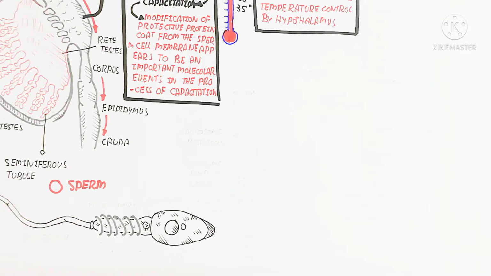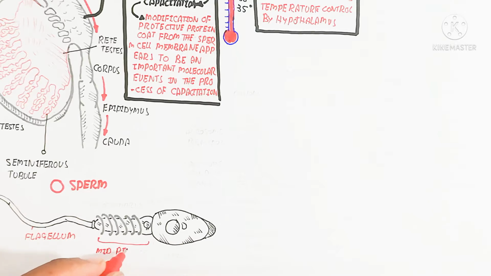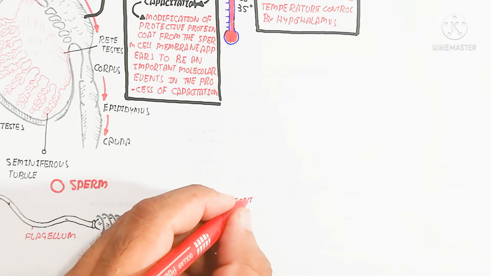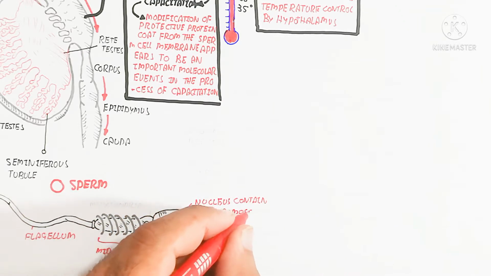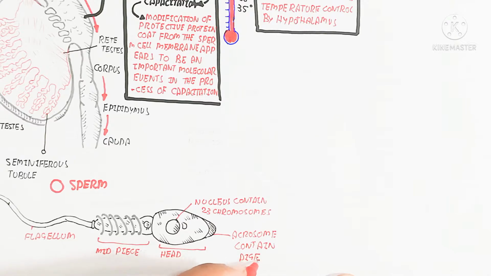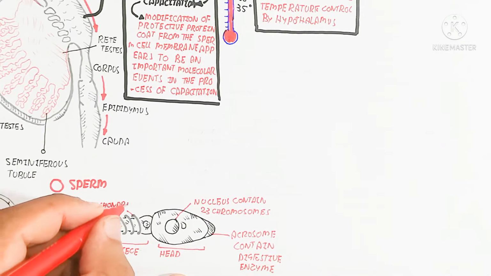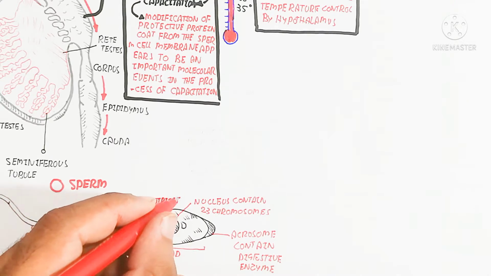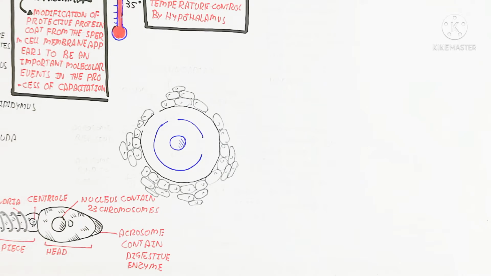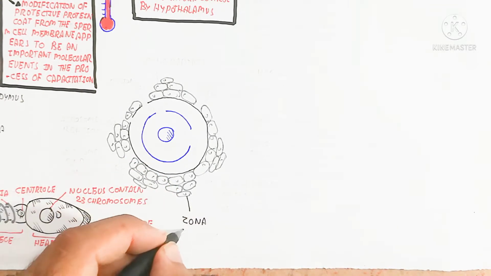Here is the sperm structure, which contains a head, midpiece and flagellum. The flagellum is used for movement, and mitochondria are present in the midpiece, providing the energy for the movement of the flagellum. The centriole is present, but it is not involved in fertilization. The nucleus contains 23 chromosomes in haploid form. Here is the acrosome, which contains digestive enzymes. This acrosome plays an important role during fertilization.